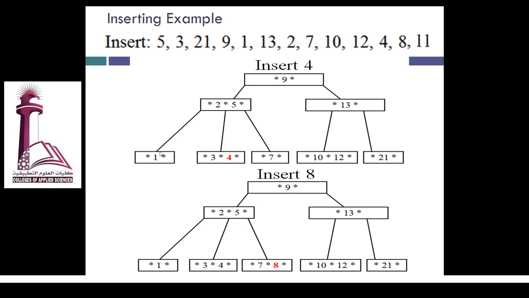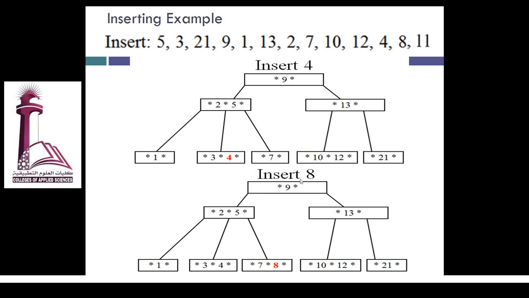So 2, 1 and then 3. So along with 3 you can insert 4. And then this 7 will be another child. So 2 keys and it is having 3 children. And then 13 is 1 key and it is having 2 children.